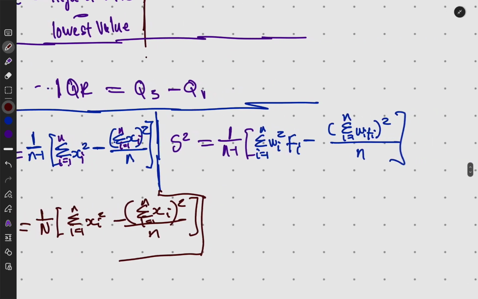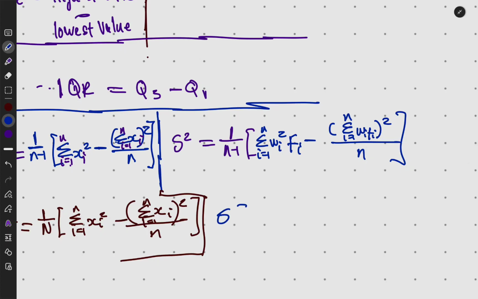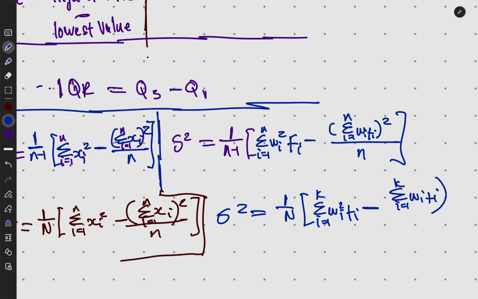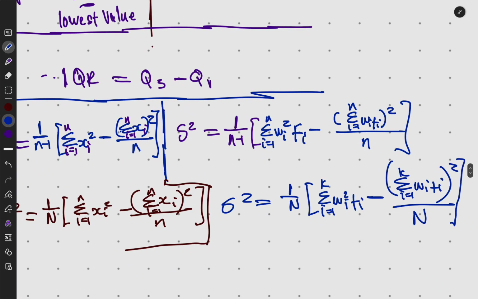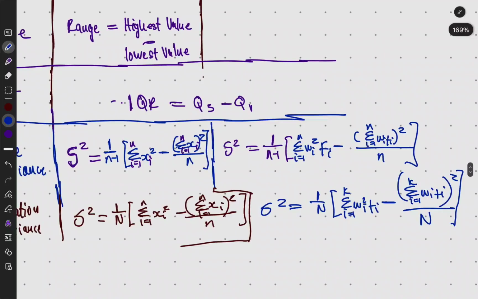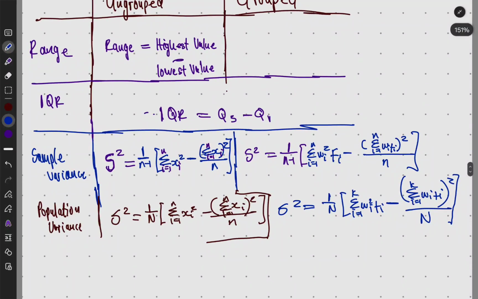Now what about grouped data? It is going to be 1 over n. Then instead of x, you take the summation of w squared f, that is wi squared fi, from 1 up to k. Then we say minus the summation of wi fi from 1 up to k. Then you square outside, then you divide by the number of things, which is n. And this is important. This is what we have, and it is going to give us the variance for grouped data and for ungrouped data.